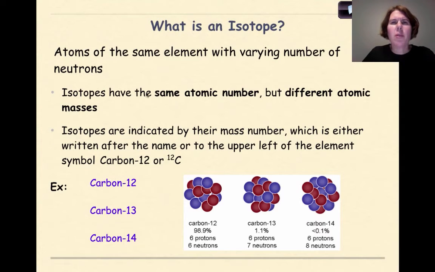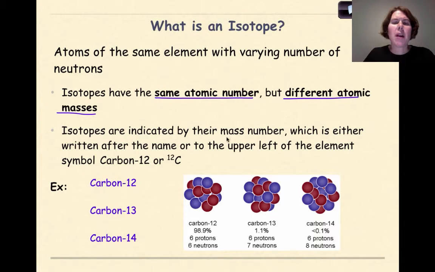What is an isotope? Isotopes are atoms of the same element with varying numbers of neutrons. So they're going to have the same atomic number, but different atomic masses. In other words, the protons are going to be the same in all the atoms, but the number of neutrons will be different.